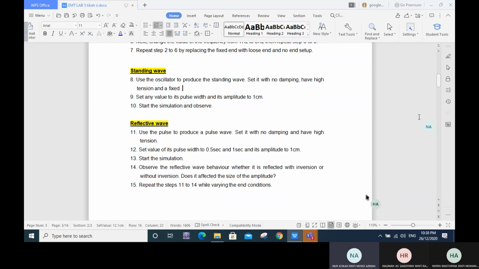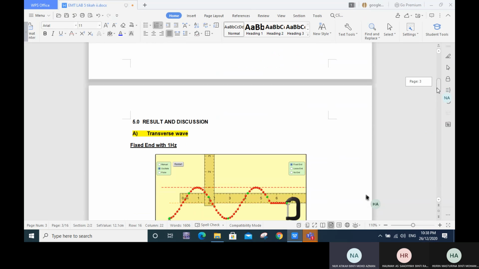For this reflective wave, we will observe the reflective wave behavior, whether it is reflected with inversion or without inversion, and whether the reflection affects the size of the amplitude of the wave. So we move to the result.